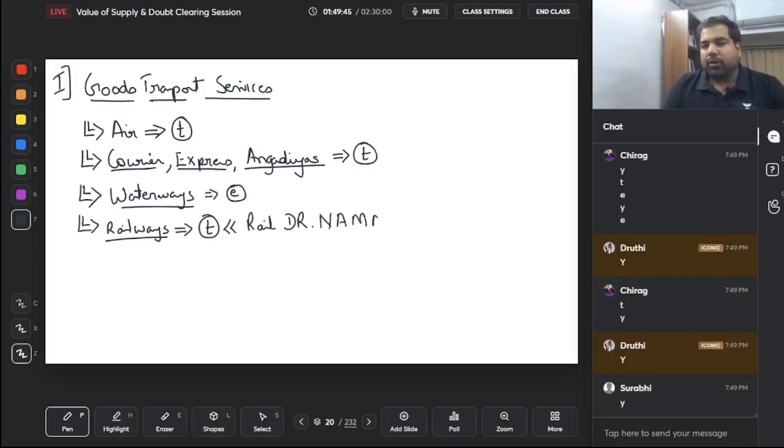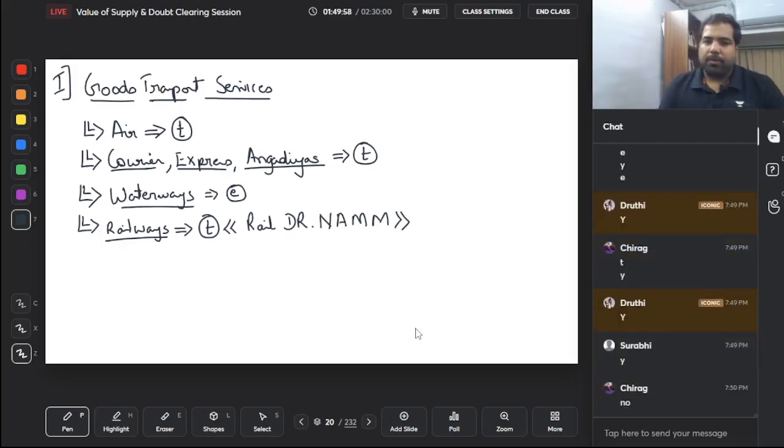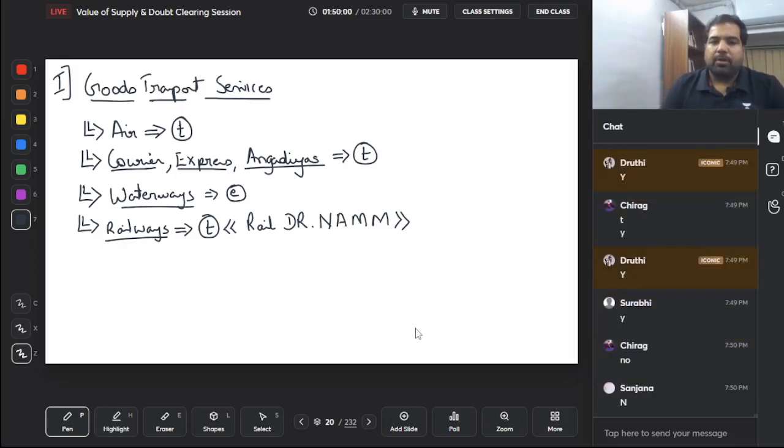What is rail Dr. NAM? Let's see, guys. So rail Dr. NAM is an exception, means if you transport these goods, the transportation, will there be a charge to transport these? Yes. But will there be GST? No. What is this rail Dr. NAM? Let's see. First is railway equipment. So if you transport railway equipment through railways, there will not be any GST.